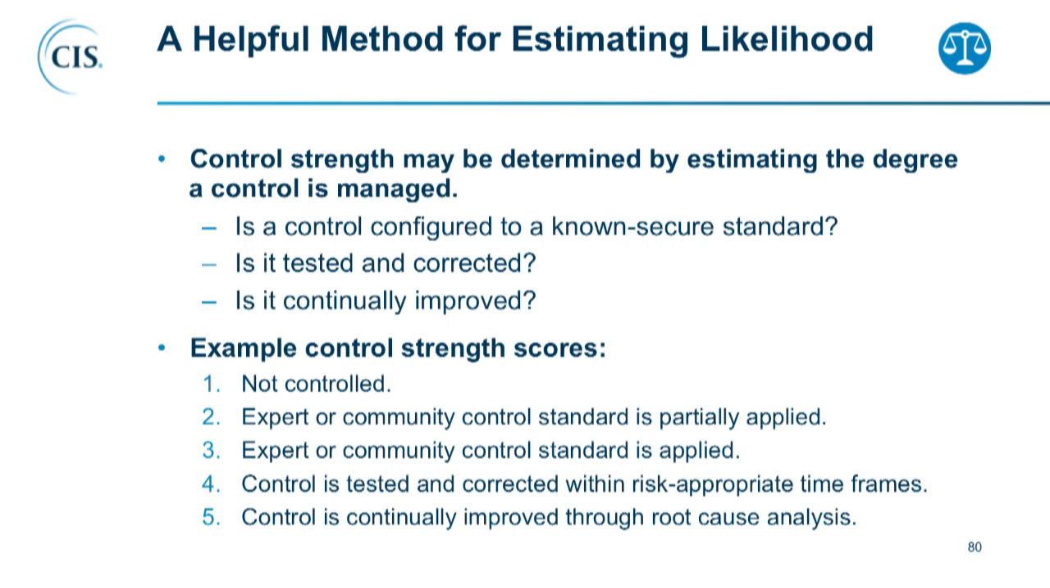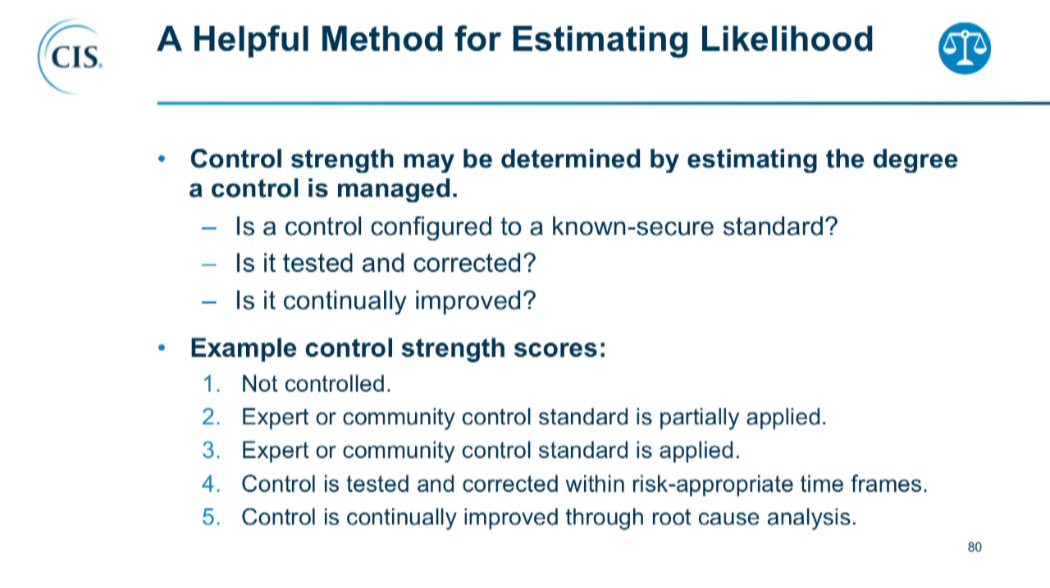I'm using CIS controls. I've got control 1.1. I'm using it for some of my assets, not all of them. That would be a 2. What if the community control gave me a standard that I apply completely? I'm using CIS RAM 1.1 for all of my networks, so it captures all of the routable assets. That's a 3. How about if I test that control and correct within risk-appropriate timeframes?